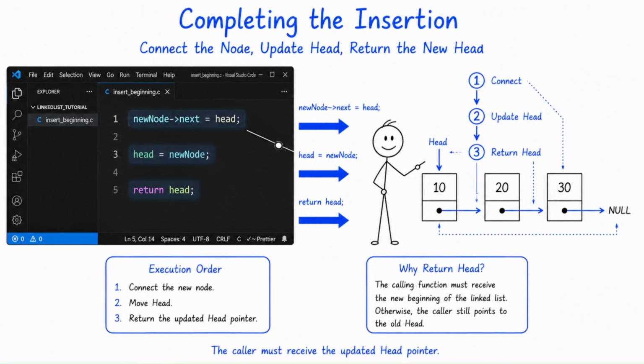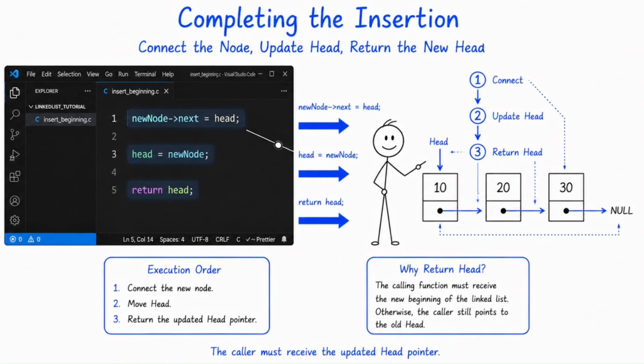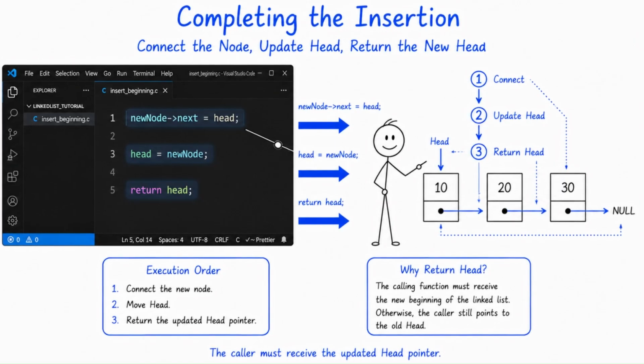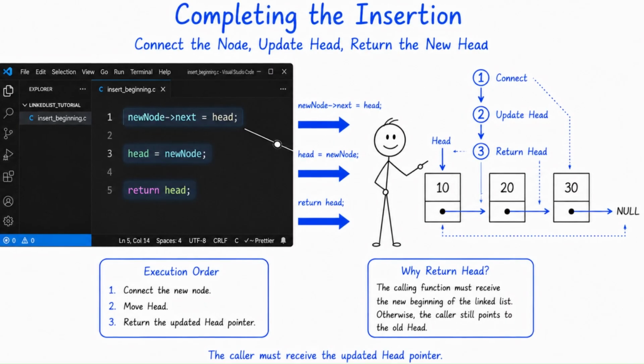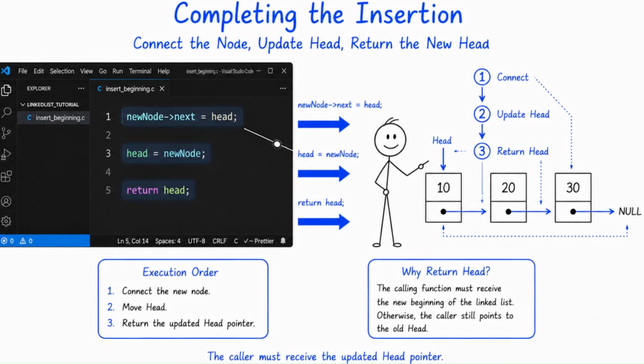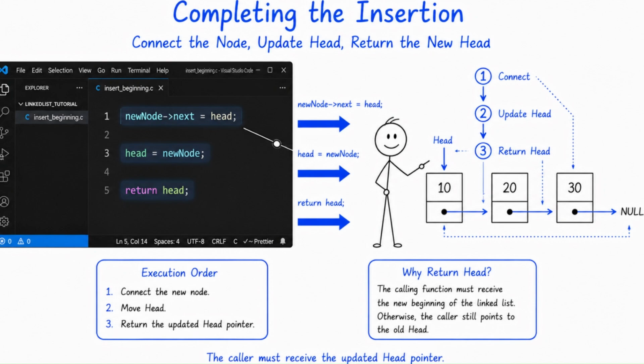Next, we establish the link. This points our new node to the existing chain before we go ahead and modify the head. Finally, the update, we reassign that starting point and crucially return that newly modified head back to the caller.